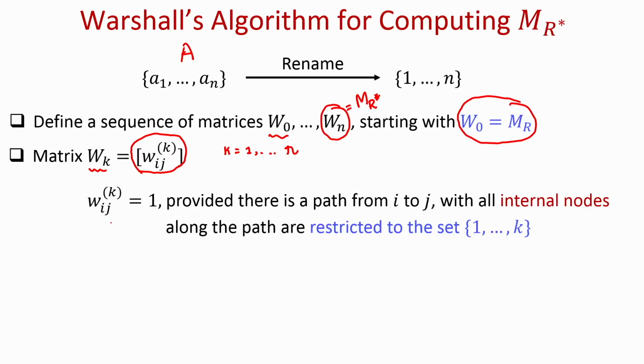The i comma jth entry in matrix W k will be defined to be 1, provided the following holds. If there is a path of some length, I stress the length is not important, from node i to node j in your original graph, such that all internal nodes along the path are within the set 1 to k. Now, what do we mean by internal nodes? By internal nodes I mean the intermediate nodes in that path.